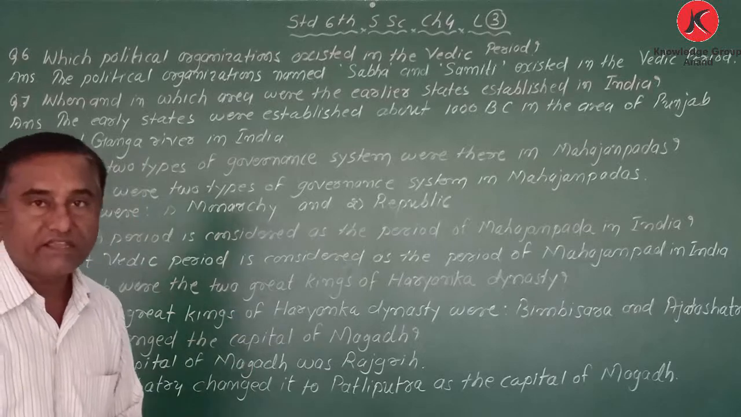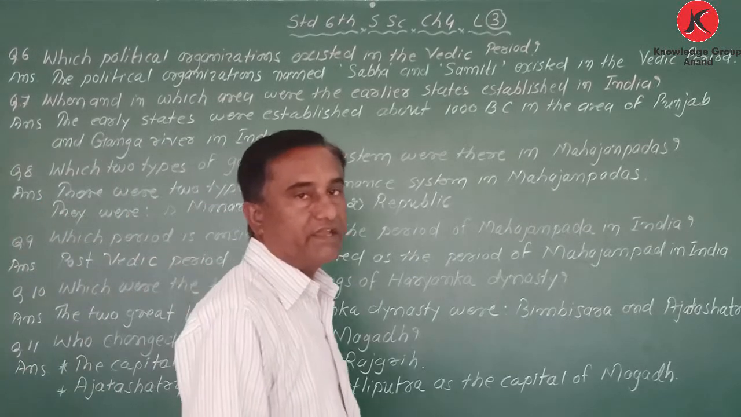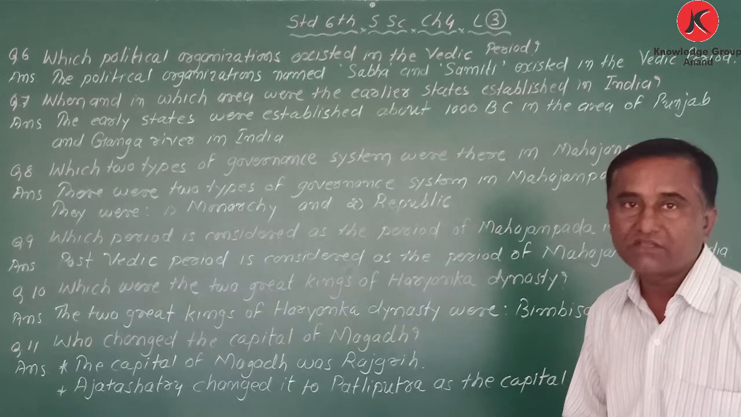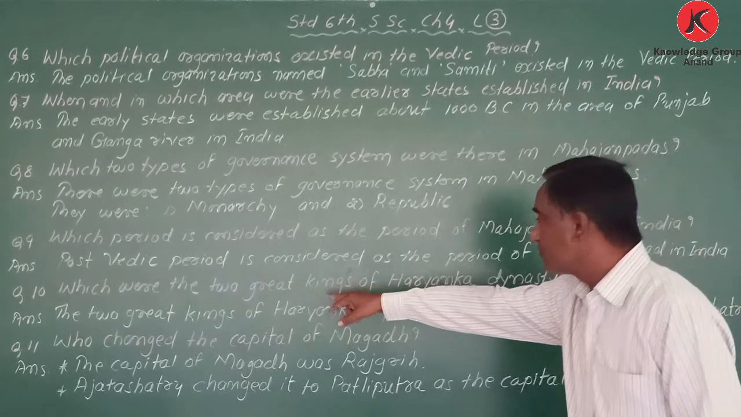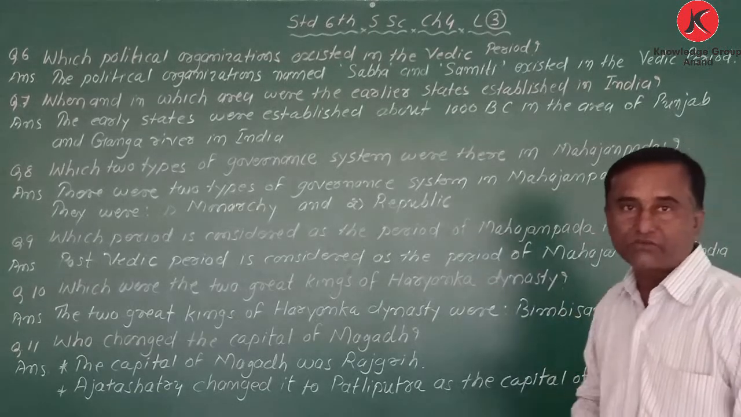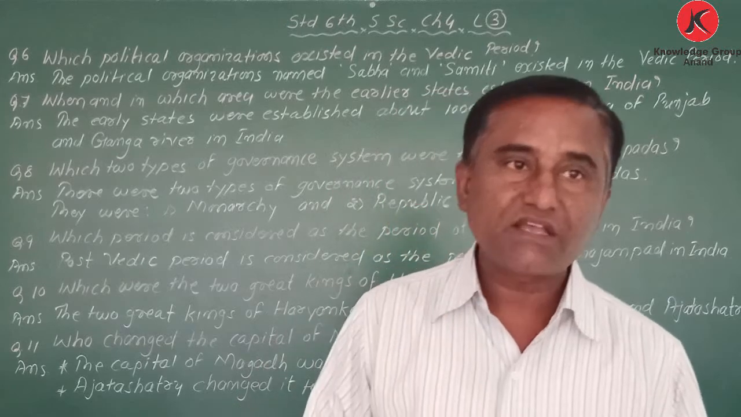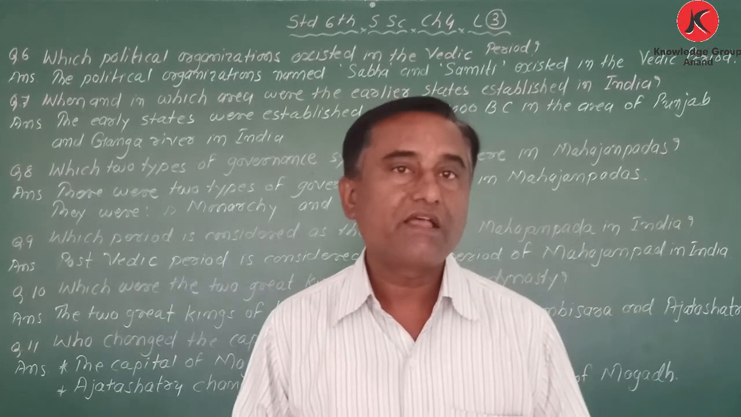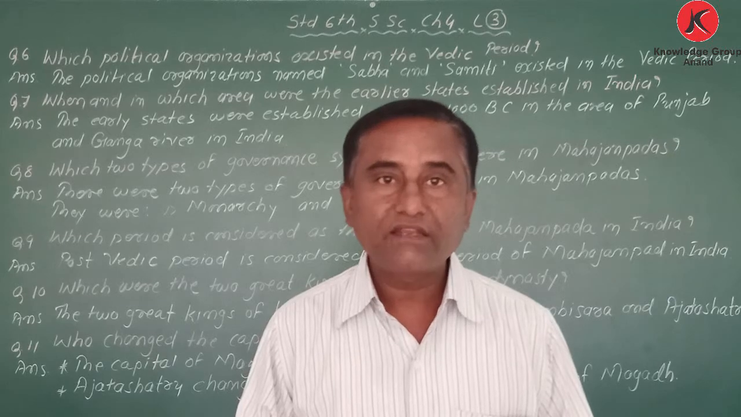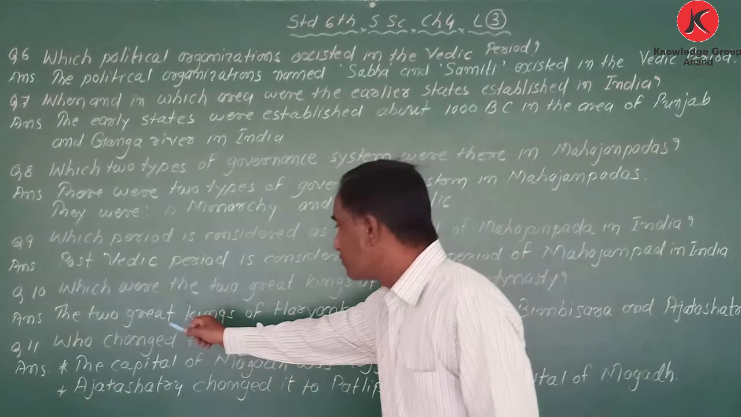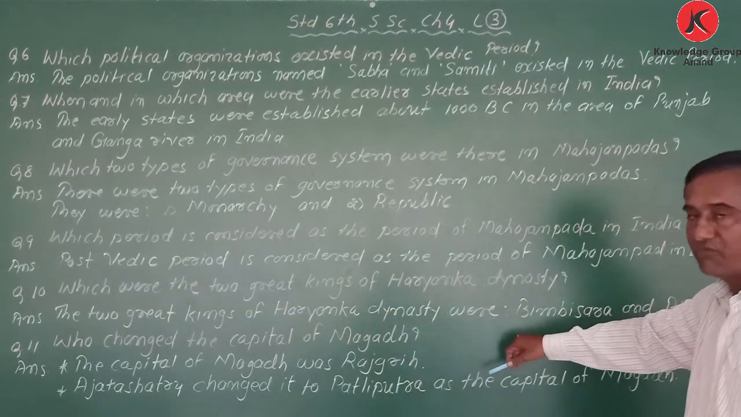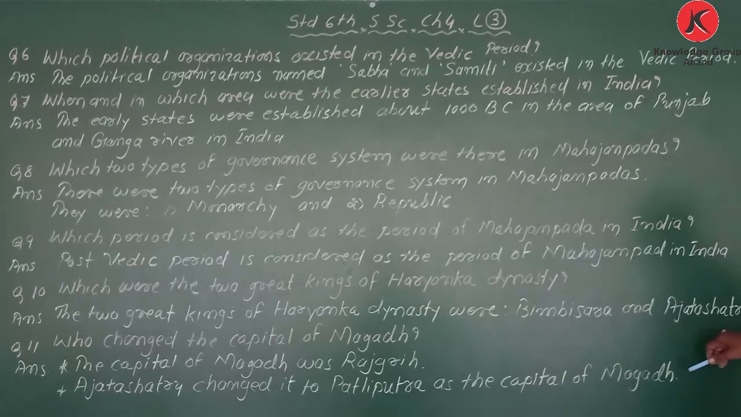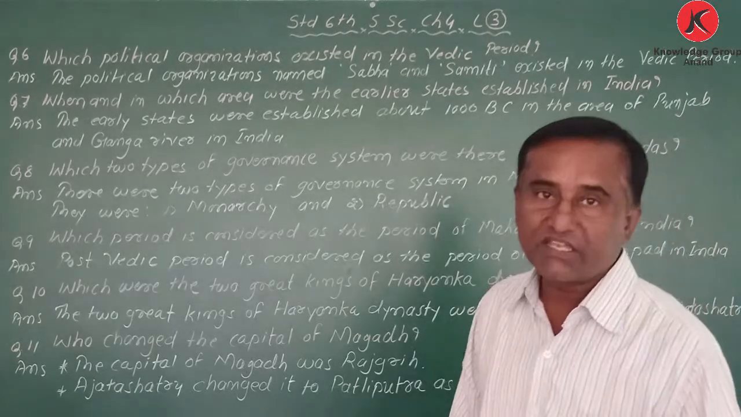Which were the two great kings of Haryanka dynasty? Bimbisara was the founder, and after him, Ajatasattu. So Bimbisara and Ajatasattu were the two great kings of Haryanka dynasty. Number one, Bimbisara, the founder of the Haryanka dynasty, and after that Ajatasattu. What happened? Later on, he changed his capital.